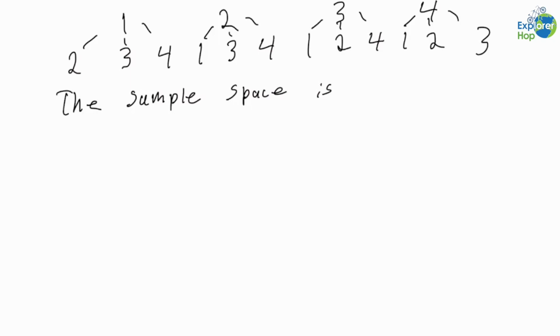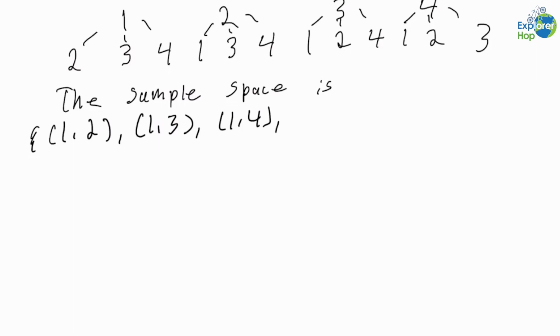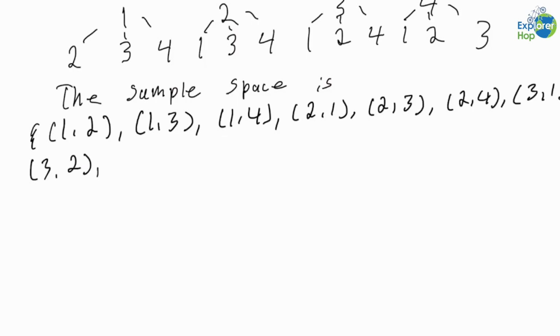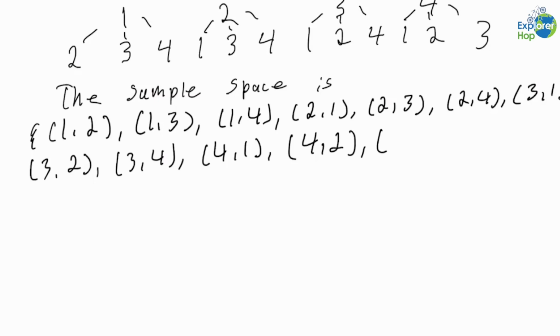is therefore the set containing the outcomes (1, 2), (1, 3), (1, 4), (2, 1), (2, 3), (2, 4), (3, 1), (3, 2), (3, 4), (4, 1), (4, 2), and (4, 3).